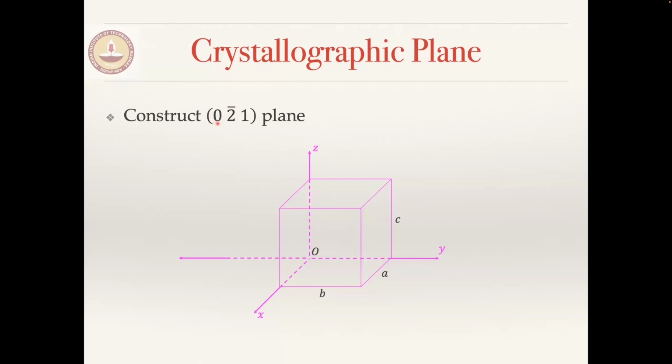So it will not cut the x-axis anywhere, so it will be parallel to the x-axis. And it is cutting the y-axis at minus 1 by 2, not minus 2, negative half, because we have to take the reciprocal of that. And the z-axis, same, 1. So how does that plane look? Can you draw?